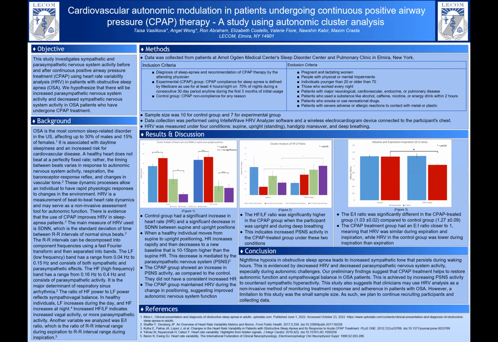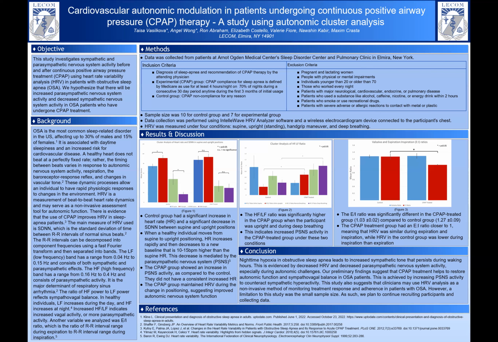Previous studies have shown that HF reflects parasympathetic activity and LF reflects sympathetic activity. So we can use the ratio of HF to LF to evaluate the balance between the sympathetic and parasympathetic nervous systems. An increased HF to LF ratio means that there is increased parasympathetic activity.